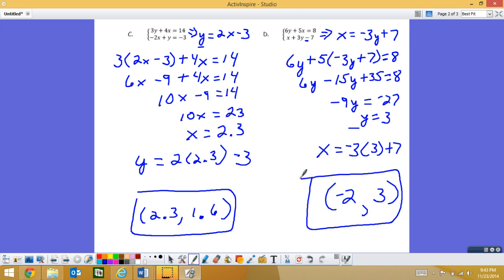Now, in the next video, we're going to look at some of those special cases with parallel lines and coinciding lines, and what that looks like under the method of substitution.